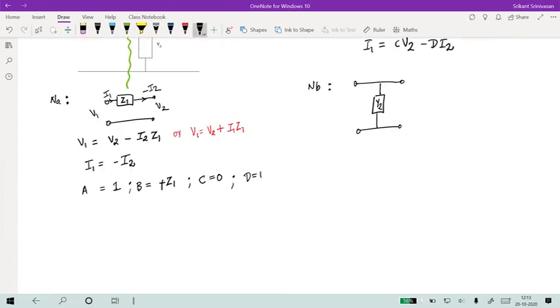So the matrix I have here is 1, Z1, 0, 1. This is the transmission matrix. I'll call it TA for an element Z1.